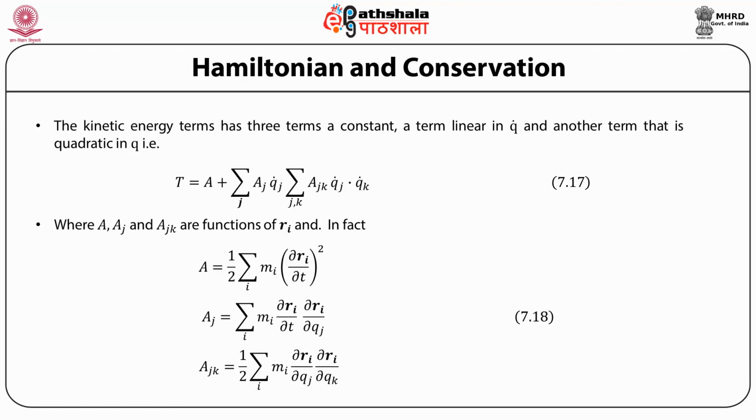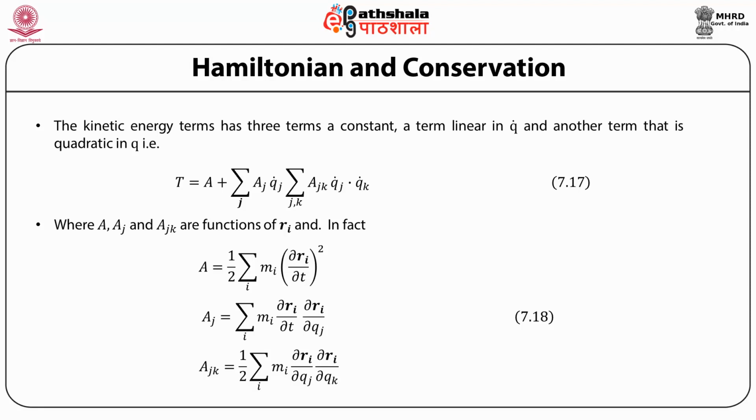Hence, in this case, the kinetic energy can be written as a homogeneous quadratic function of generalized velocities. That is, the kinetic energy T can be written as a double sum over j and k of some quantity ajk, which is the coefficient of the product of the generalized velocities qj dot into qk dot.